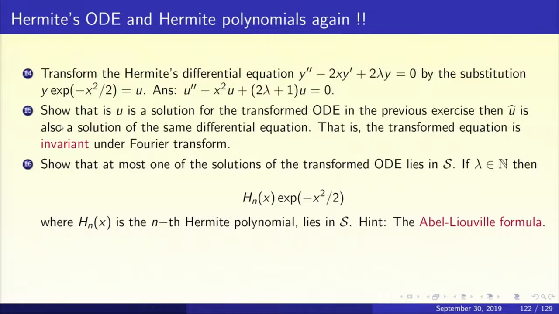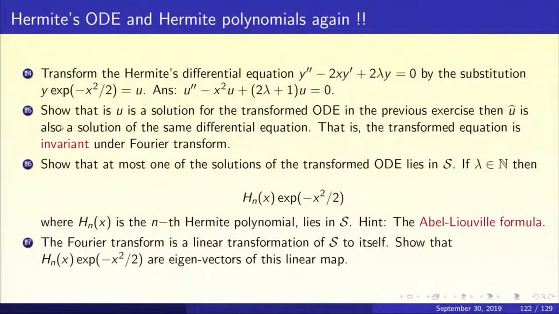So the u function is H_n(x) times e to the power minus x squared by 2. So these functions H_n(x) times e to the power minus x squared by 2 are a family of eigenfunctions of the Fourier transform operator. So we have seen that the Fourier transform is a linear transformation from S to itself, and we have listed a bunch of eigenvectors for this linear transformation.